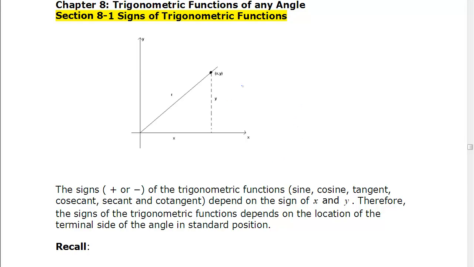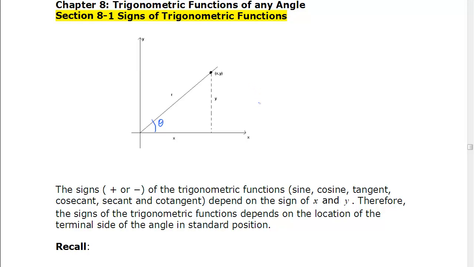And the first thing we should recognize is, if we're talking about this angle theta here, the sine of this angle is y over r, or opposite over hypotenuse. The cosine is adjacent over hypotenuse, or x over r. And tangent is opposite over adjacent, or y over x. So the signs of y and x are actually going to determine the signs of our trig functions. And the y and x signs are determined by which quadrant we're in.